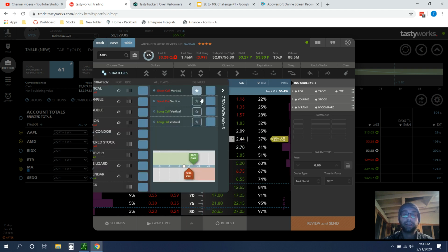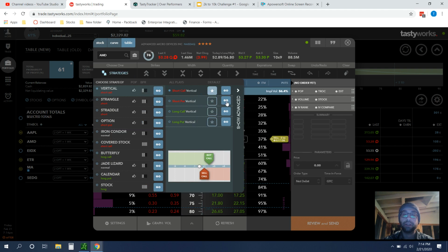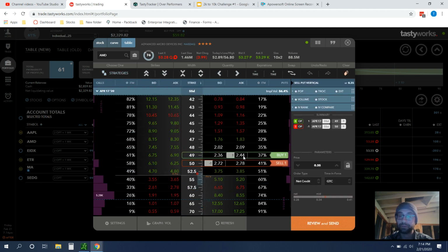So the next thing I click here is the short put. This is a bullish play. I want AMD to go up, so I'm selling the put. I'm selling the 50 strike and buying the 49. That's only a dollar wide, so I'm having $65 of risk for $35 of premium.